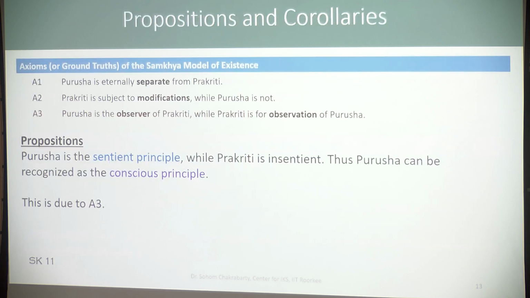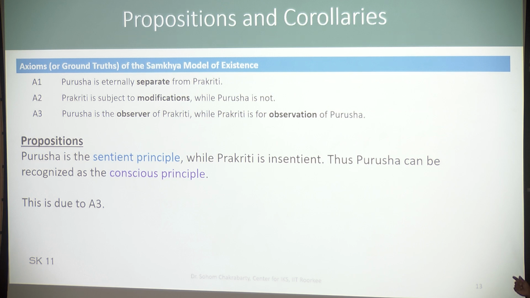Now with this small exercise, these are all work in progress. We will have to write papers on this. I am just showing how we can conclude some of the ideas in Samkhya as logical statements coming from these axioms.